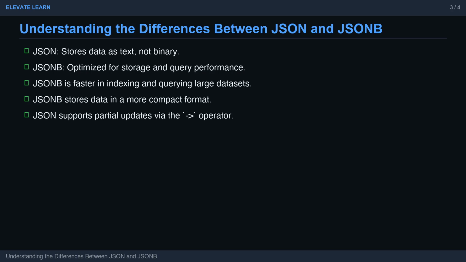This means that when you work with large datasets, JSONB can significantly improve query performance because it indexes and compresses the data more efficiently. For instance, imagine storing user profiles. JSON might be just fine, but if you have thousands or even millions of these profiles, JSONB would be much faster to search through. Additionally, while both support updates, JSONB allows for partial updates with operators like dash, which can make your queries more precise and efficient. So, when choosing between the two, consider whether speed and storage are critical factors in your application.